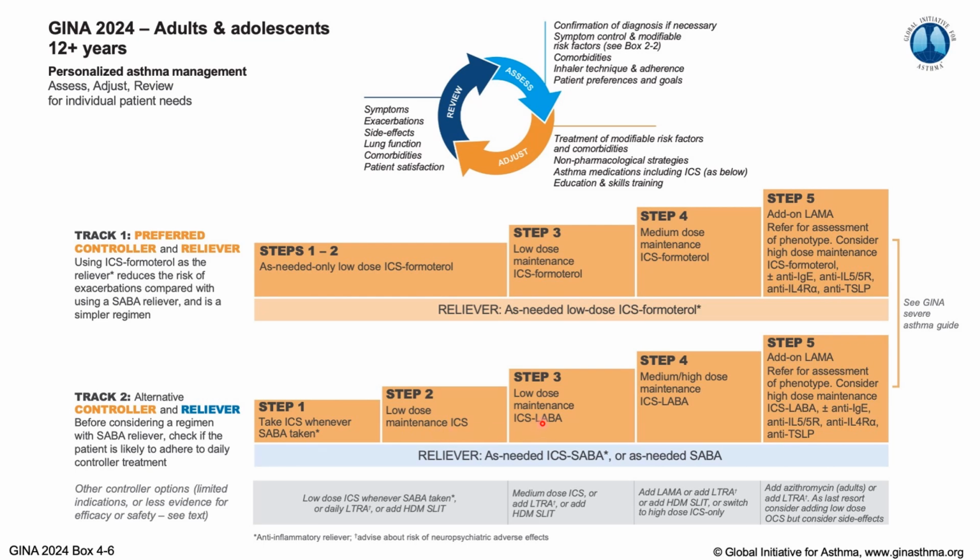Step 3, you maintain with low-dose maintenance ICS-LABA. It could be any other LABA. And then step 4, just the same with medium-dose maintenance ICS-LABA. And then step 5, you add a LAMA, and you also refer for assessment of the phenotype among other factors. So the reliever in track 2 is as-needed ICS-SABA or as-needed SABA. As you're going to look at in the next slide, the GINA 2024 classification does not advocate for use of SABA. However, they advocate for use of ICS-formoterol or ICS-LABA.